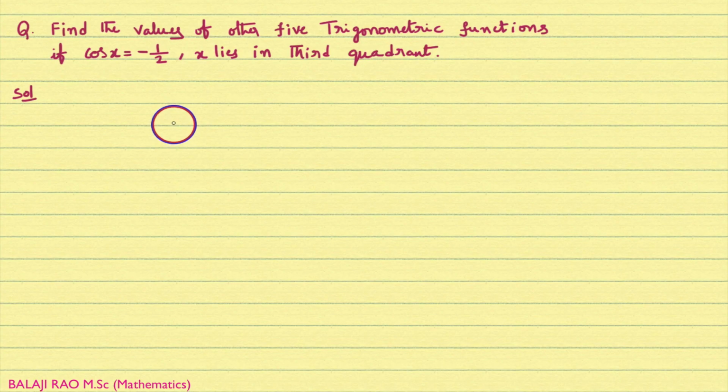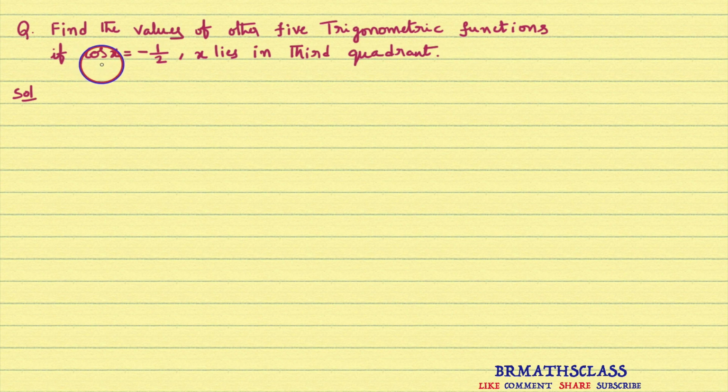In this class, we will learn how to find the values of the other 5 trigonometric functions when one trigonometric function value is given. You observe this problem. In this problem, they have given cos x equal to minus 1 by 2, and they are saying that x lies in the third quadrant. Then they are asking you to find the values of the other 5 trigonometric functions. So first I'll write the given information. Given cos x equal to minus 1 by 2, and x lies in the third quadrant.